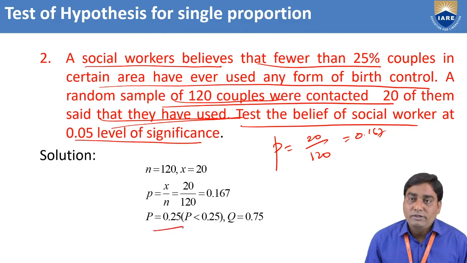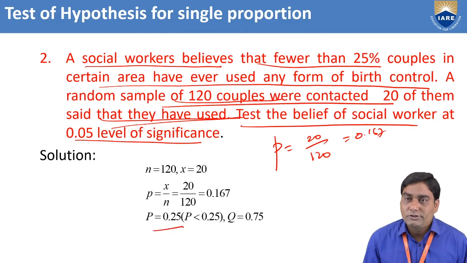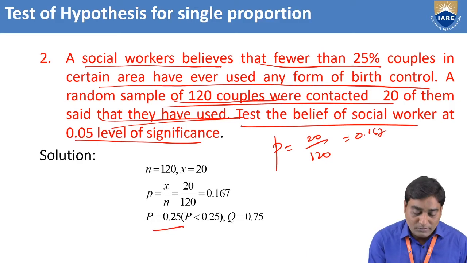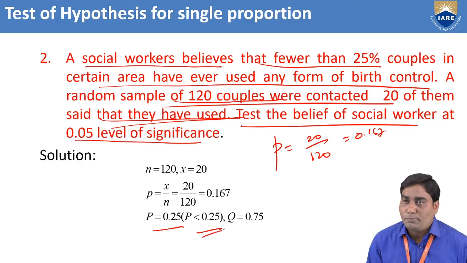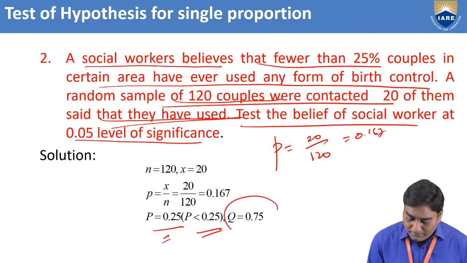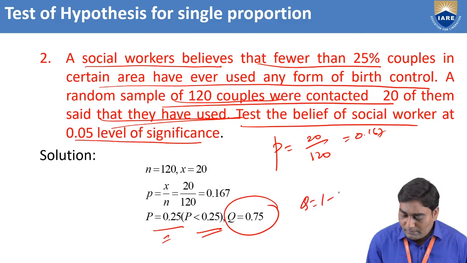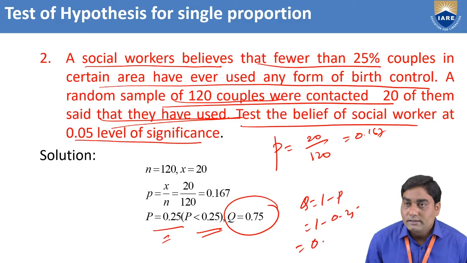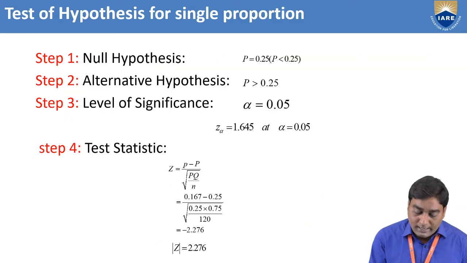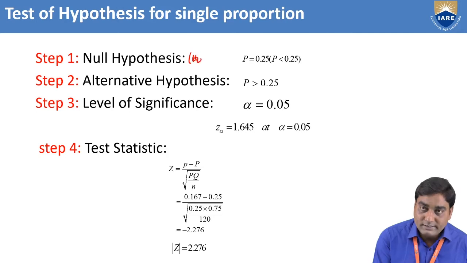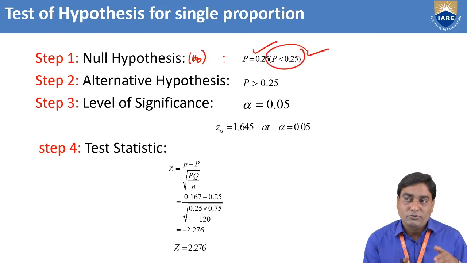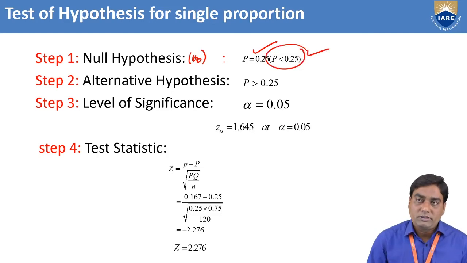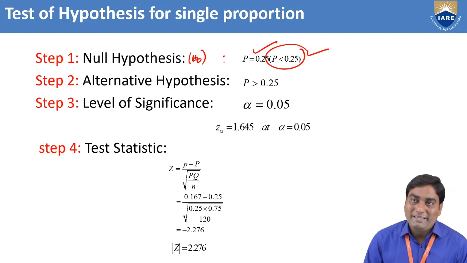And here capital P we have taken as 0.25. Why have we taken 0.25? The general statement about the population proportion is that a social worker believes less than 25%, actually P less than 0.25, but generally we can take capital P as 0.25. If capital P is 0.25, capital Q equal to 1 minus P, 1 minus 0.25, is 0.75. Same null hypothesis: we set up H naught, P equal to 0.25. The actual statement is that P is less than 25% of couples ever used birth control, but generally we can set up with P equal to 0.25.